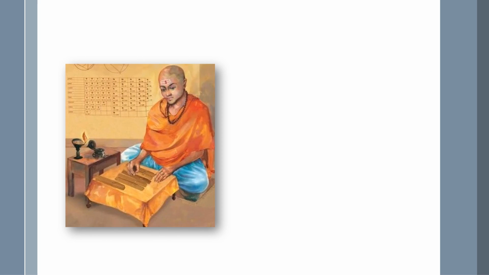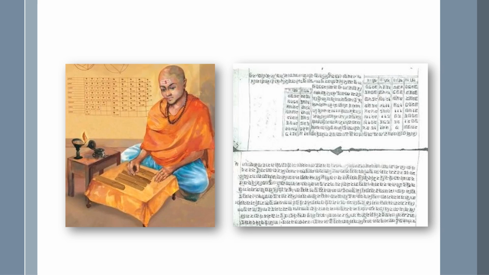The earliest known text to treat zero as a number was Brahmasphuta Siddhanta by Brahmagupta, an Indian mathematician and astronomer. It provides the rules for arithmetic manipulations that apply to zero and negative numbers.